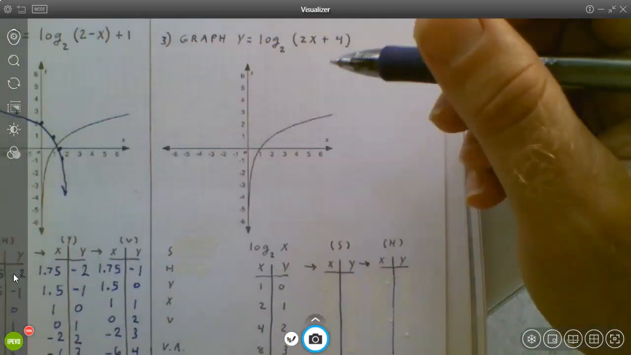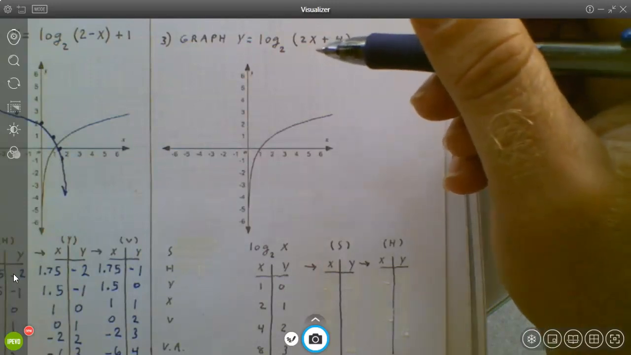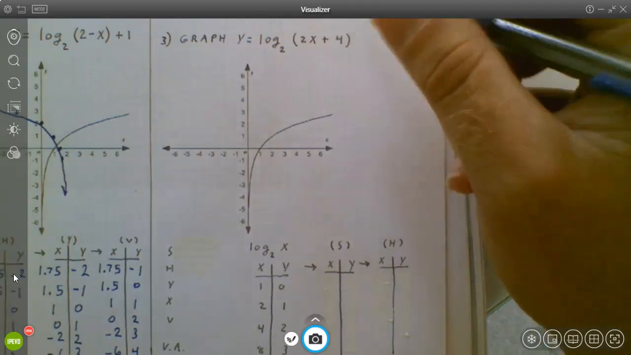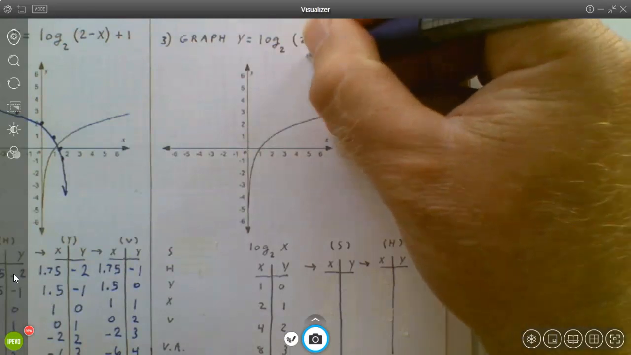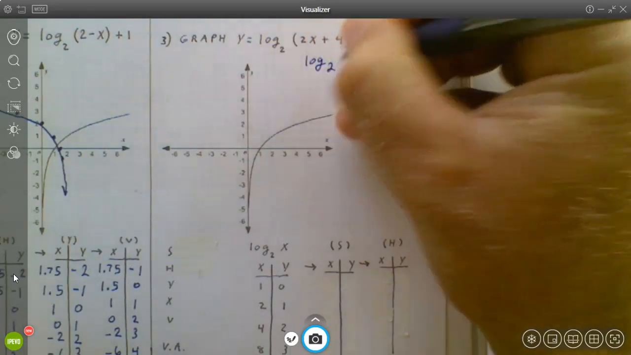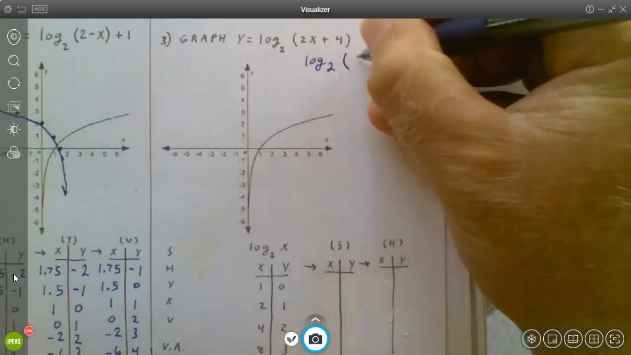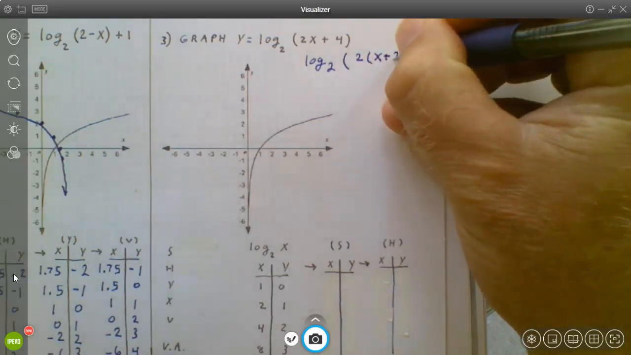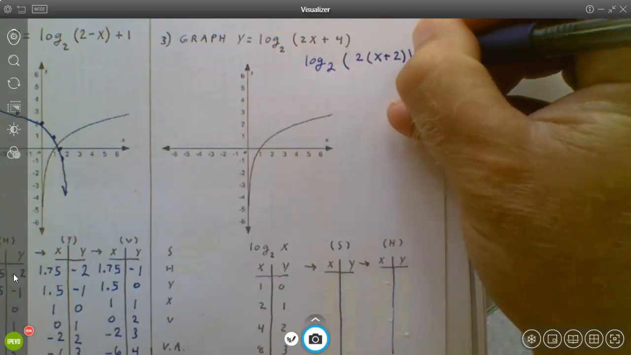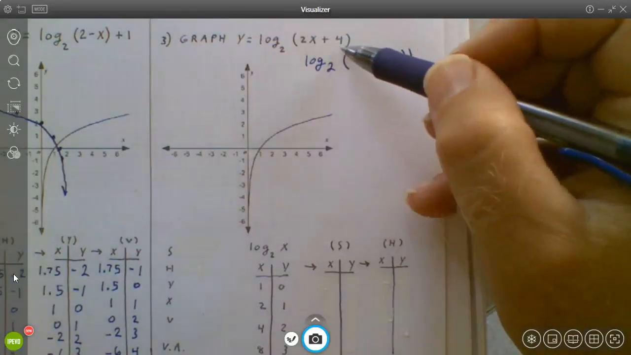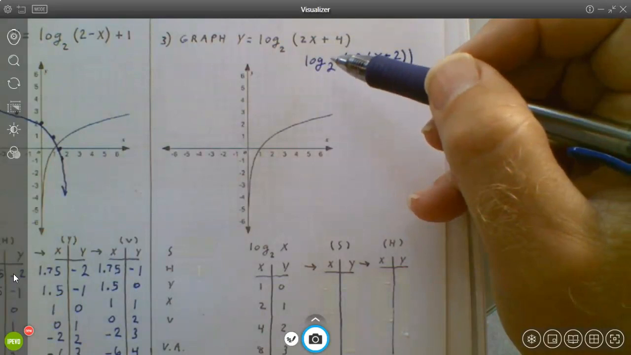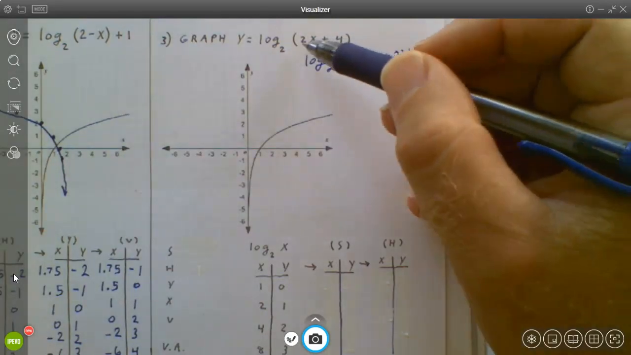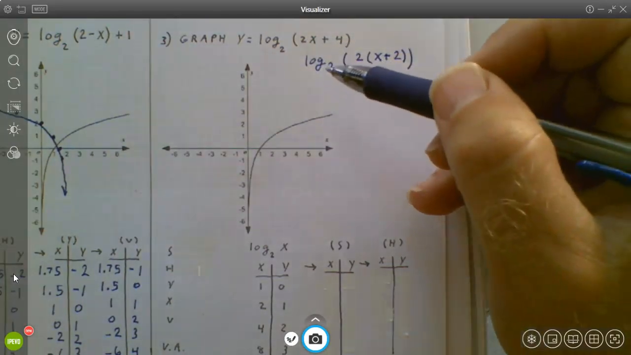So for this one, it would really help to factor first to help you see that horizontal shift. So on this one, I have log base 2, and we can write this as 2 quantity x plus 2. And that's going to be the better way to see it. If you leave it this way, then we see our horizontal shift as this divided by this. So we can certainly do that without factoring.